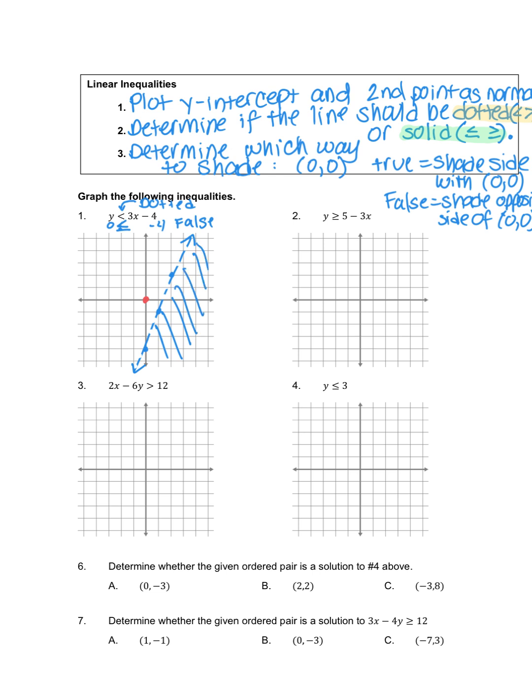Number 2, y is greater than or equal to 5 minus 3x. Well, right here I can see my slope is negative 3. My y-intercept is 5. So let's go ahead and graph that. My y-intercept is 5, so let me plug that in. 1, 2, 3, 4, 5. And my slope is down 3, 1, 2, 3 over 1. And we draw the line all the way through.